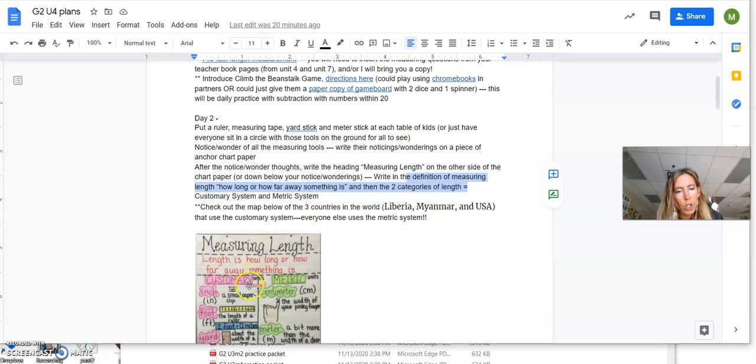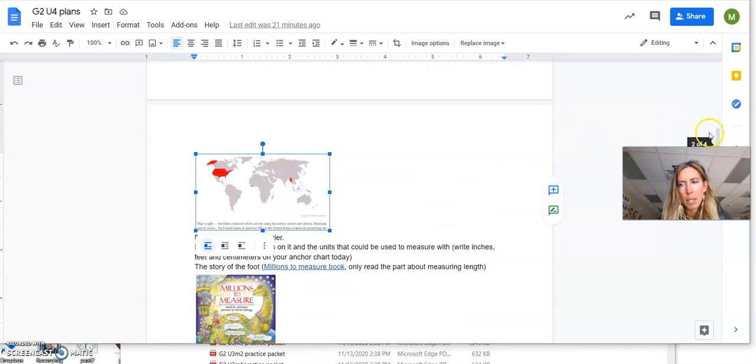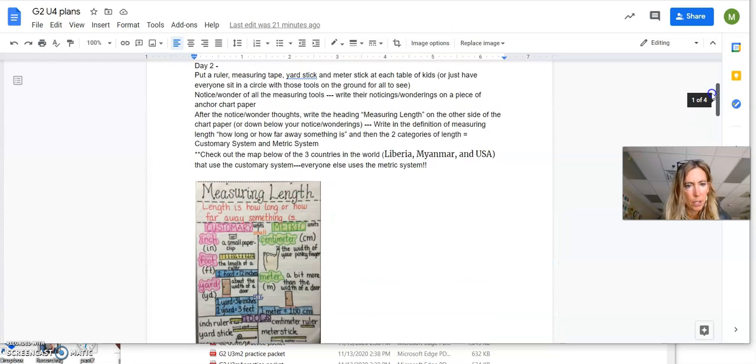And for the coming days, we're going to look at measuring length in two different systems, one being the customary system, which is used here in the USA and two other countries in the world. So there's only 3 countries in the world that use the customary system. Everybody else uses the metric. And I just thought that was a cool fact. Here's a map to show you where those 3 countries are that use the customary system.